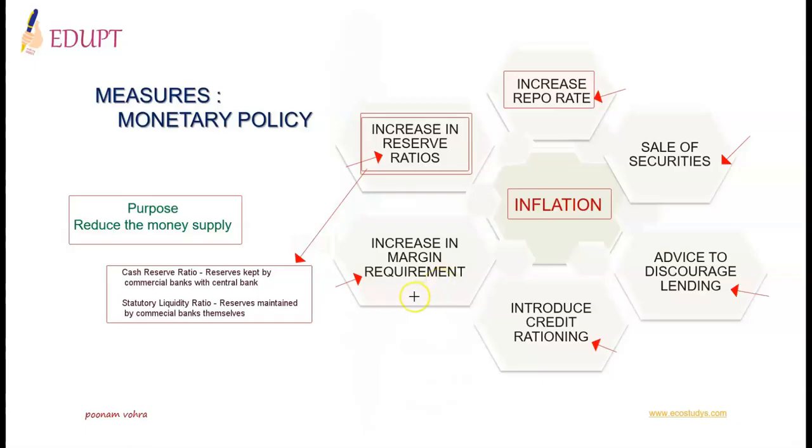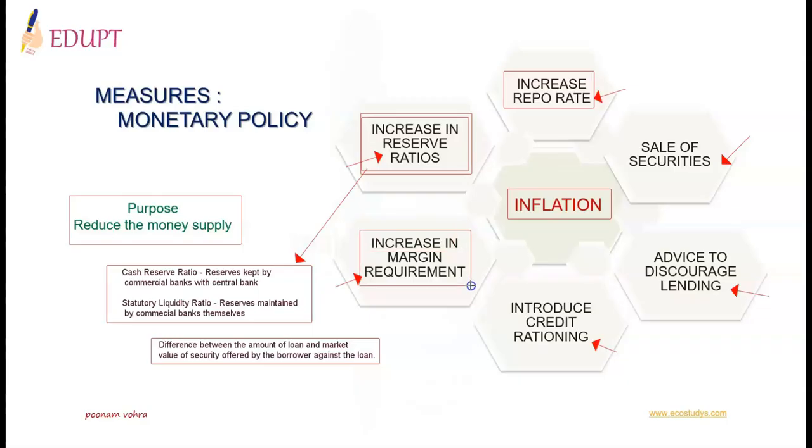Then is margin requirement. Margin requirement is the difference between the amount of loan and market value of security offered by the borrower against the loan. If this margin is fixed as, for example, 40%, then commercial banks are allowed to give loan only up to 60% of the value of security. So, an increase in margin requirement reduces the borrowing capacity and money supply in the economy.